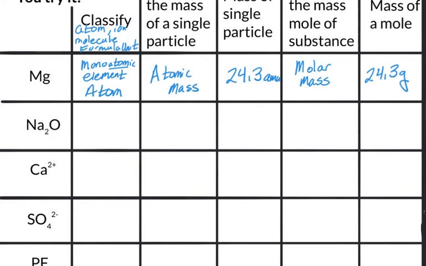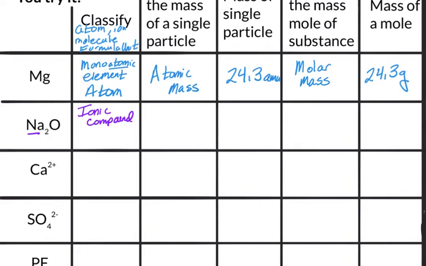So let's try sodium oxide. We'll start with classifying it. We can see that this is some type of compound because it's got 2 different elements present, and we see in this case that this is an ionic compound because it starts with the metal sodium. We're going to classify that as an ionic compound.